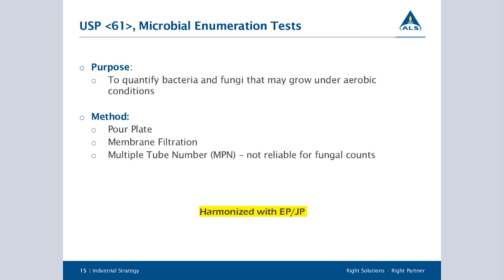So USP <61>, the microbial enumeration test. You'll hear it known as aerobic plate count, yeast and mold count, TAMC, TYMC, APC, yeast and mold. So there are a lot of acronyms for this test. And basically, it's to quantify the amount of bacteria and fungi in aerobic conditions. In the chapter, there are three different methods. The first two are the ones widely used, the pour plate method and the filtration method. The MPN method, the most probable number method, still exists, but it is not reliable for fungal count. And this chapter is harmonized with EP and JP.